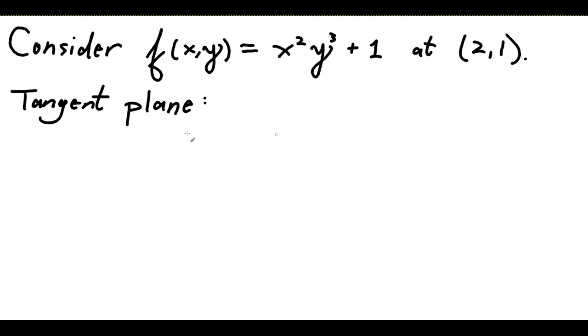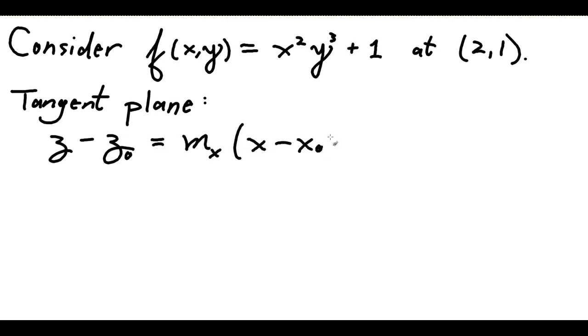Now, a general formula for the tangent plane, the way I like to write it is a sort of natural extension of the point slope formula, where we have z minus z naught is equal to the slope in the x direction, which I'll call m sub x, times x minus x naught, plus the slope in the y direction, which I'll call m sub y, times y minus y naught.